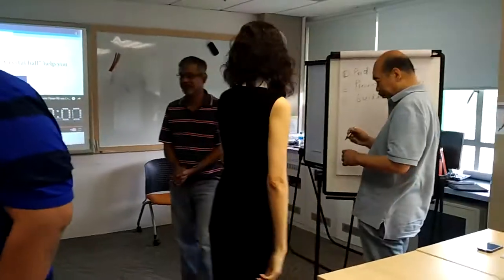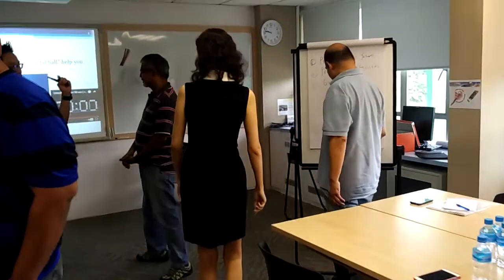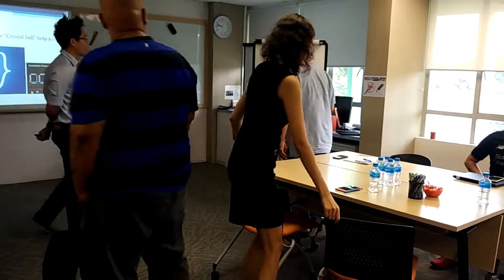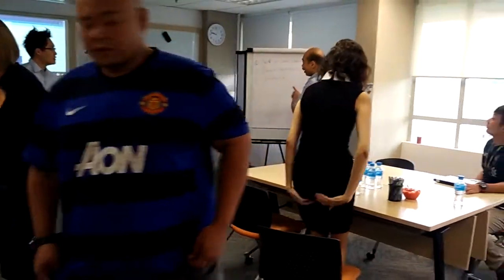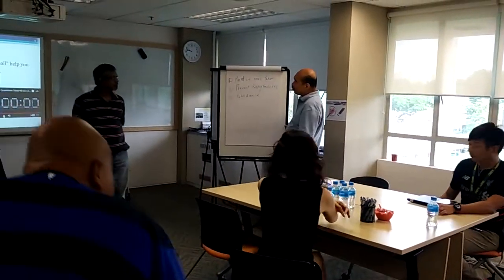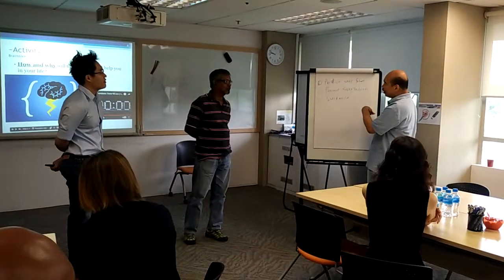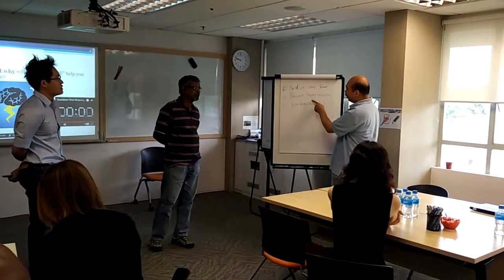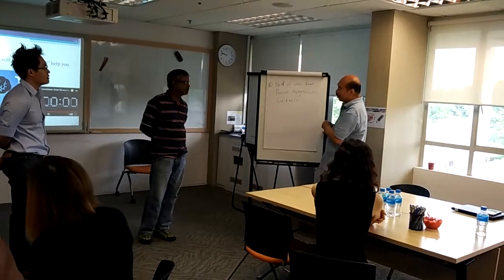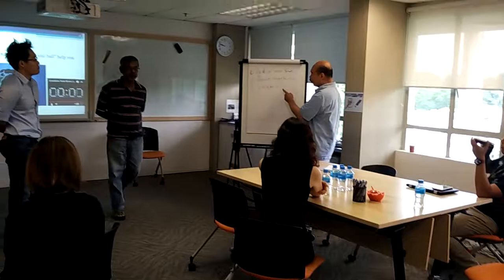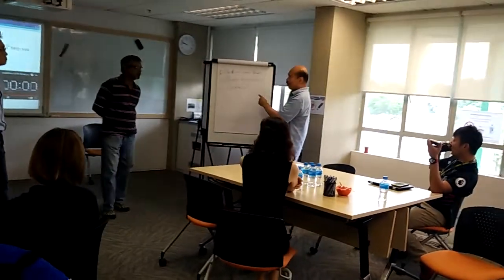Okay, so now we have two groups. Which group wants to go first? Anyone? Okay, maybe let this group go first. We came up with three ideas. If we can predict one's future and then prevent risk and failures, if we can look into the crystal ball, it will also give us guidance for whatever we are doing so that we don't make mistakes.